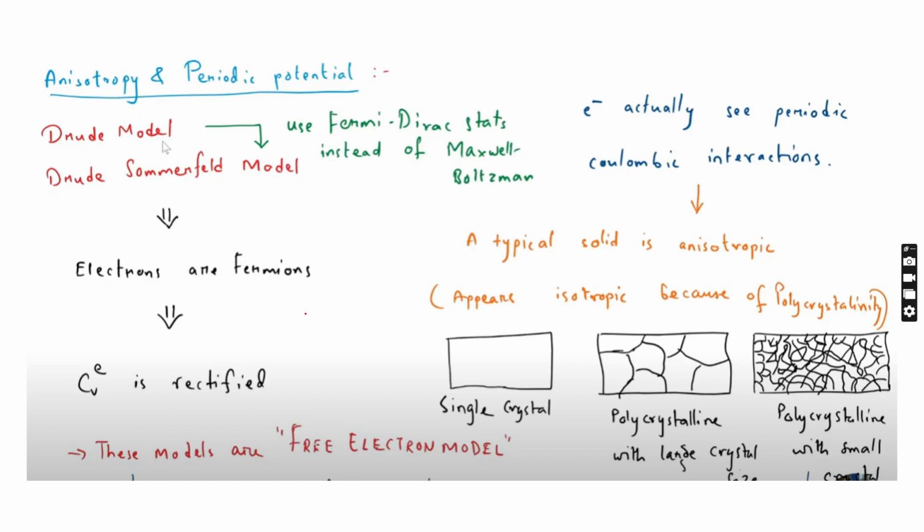Before going to that, we discuss anisotropic and periodic potential. A normal typical solid will be anisotropic, though it looks isotropic because of its polycrystallinity. There are three kinds of classification here. The first one is the single crystal, where atoms are arranged in a very ordered manner. Another is polycrystalline with larger crystals, where there are several sections in which atoms are arranged in a particular manner, but each domain is different.